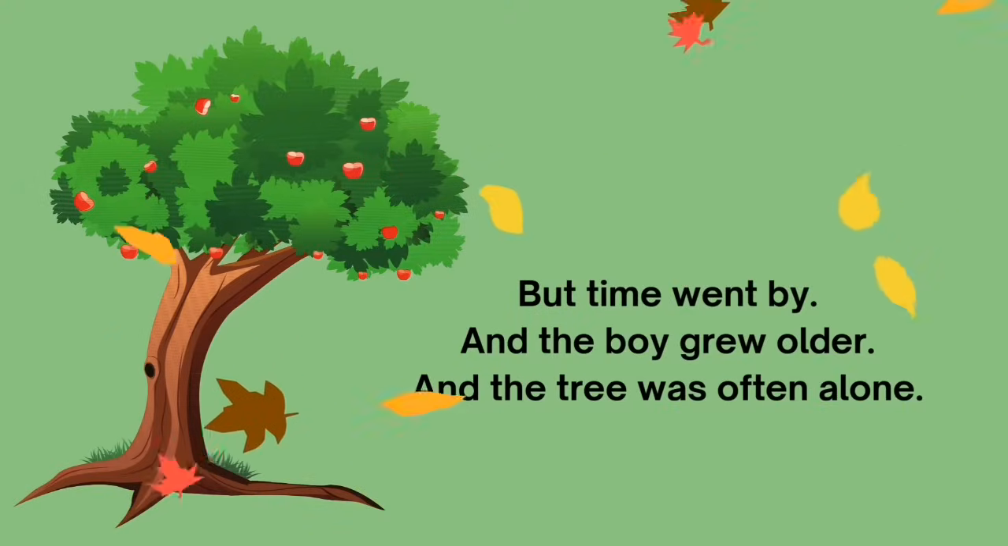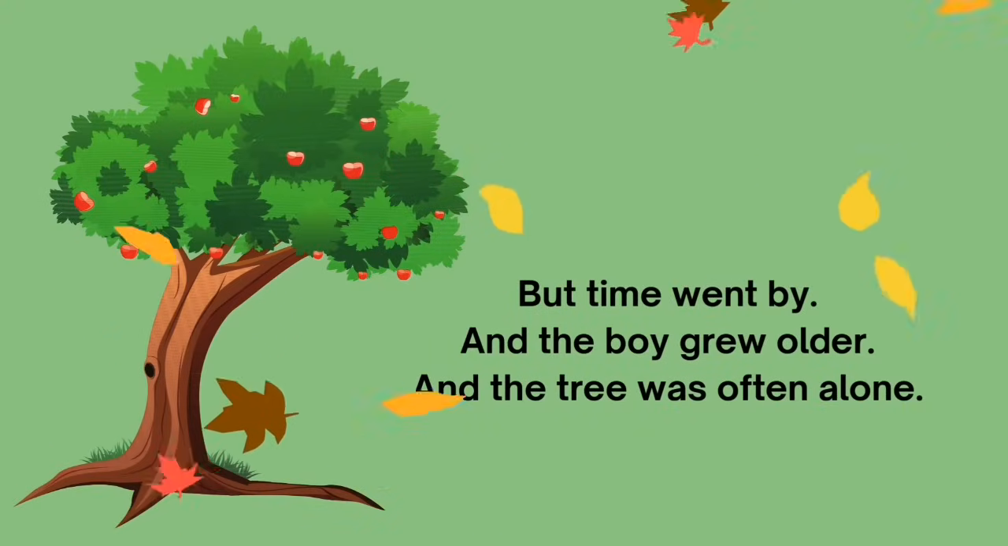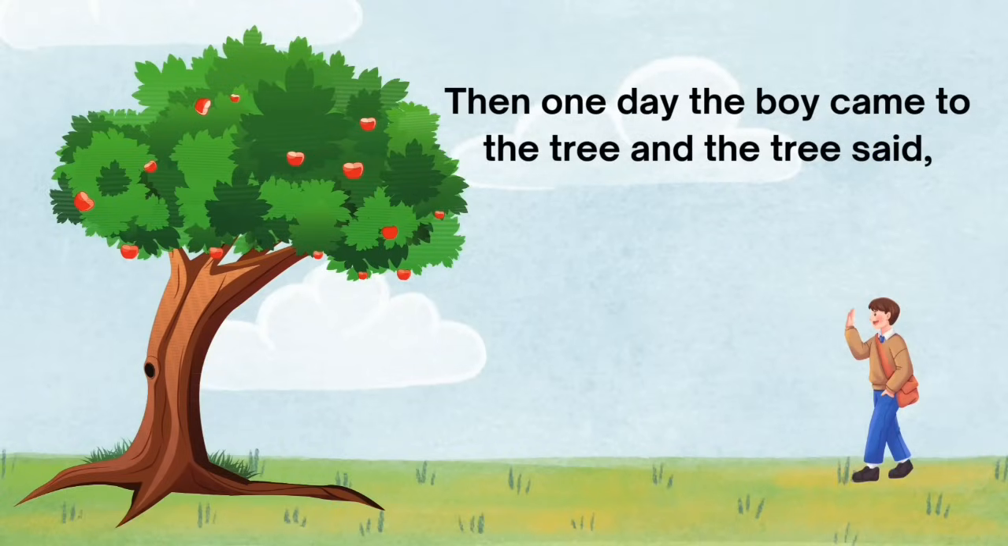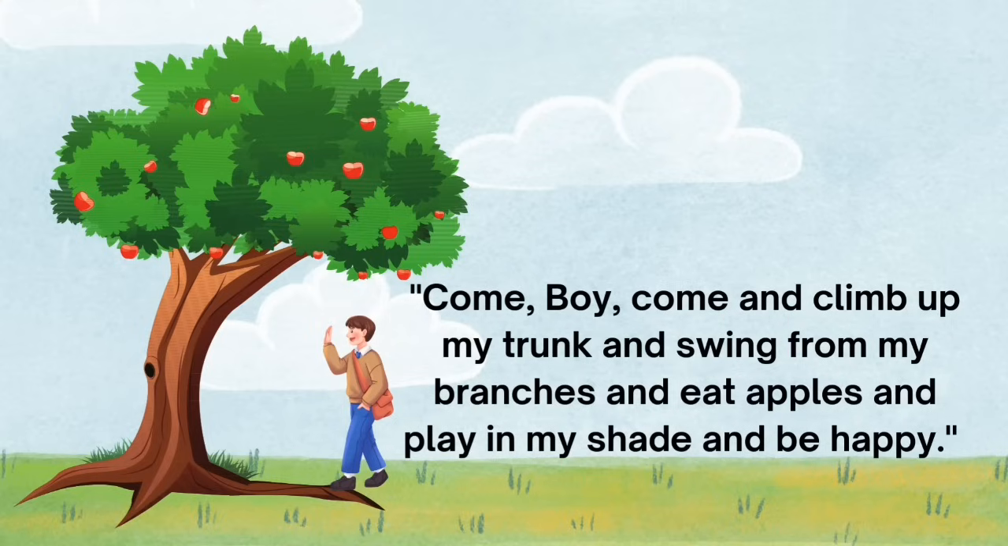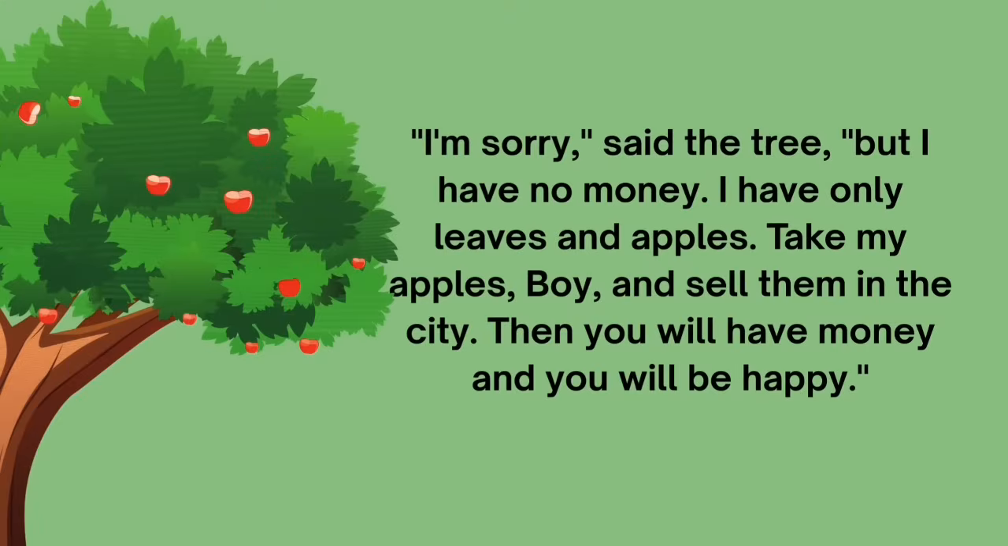But time went by, and the boy grew older, and the tree was often alone. Then one day, the boy came to the tree, and the tree said, "Come, boy, come and climb up my trunk, and swing from my branches, and eat apples, and play in my shade, and be happy." "I am too big to climb and play," said the boy. "I want to buy things and have fun. I want some money." "I'm sorry," said the tree, "but I have no money.